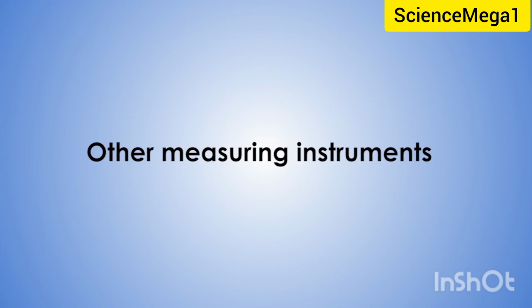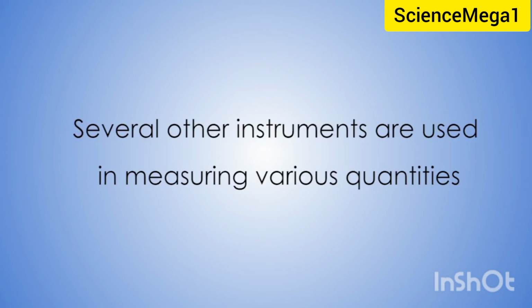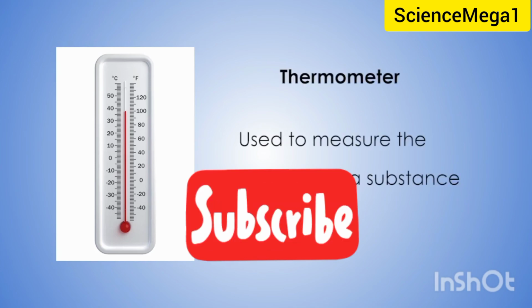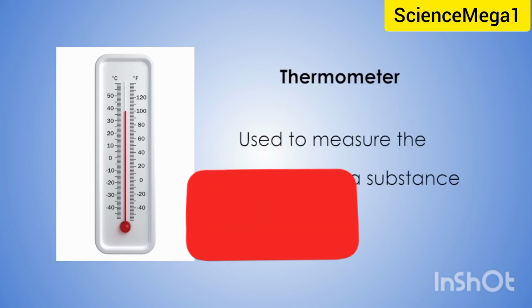Well, students, at this point, I will entreat you to join me back in the classroom as we continue the lesson. Other measuring instruments. Several other instruments are used in measuring various quantities. Stop clock or the stopwatch. These instruments are used to measure time of an event. Then we have thermometer, which is used to measure the temperature of a substance.